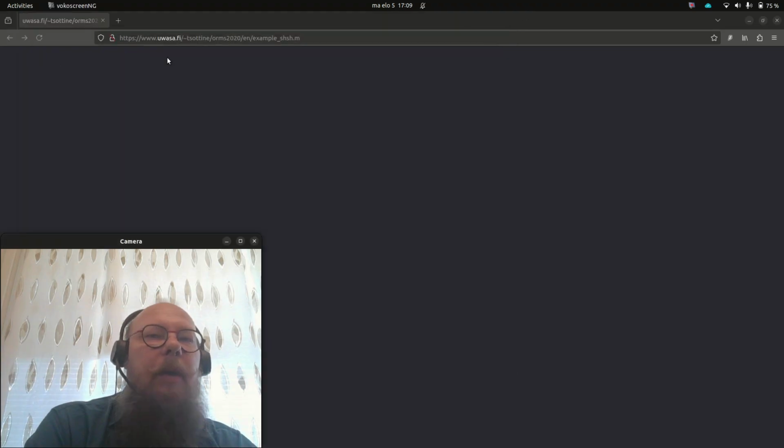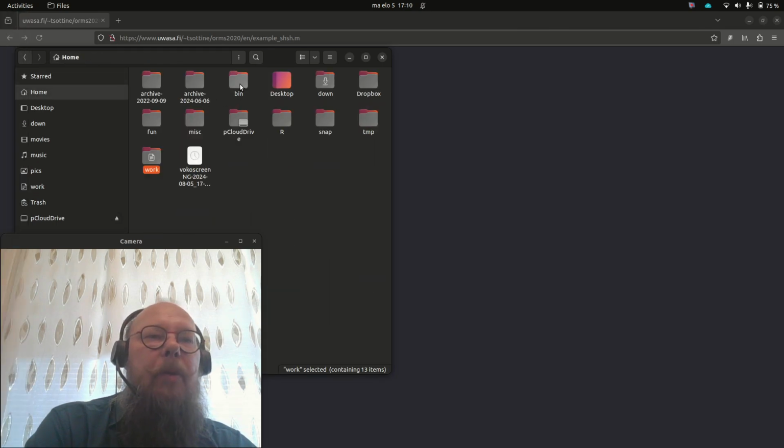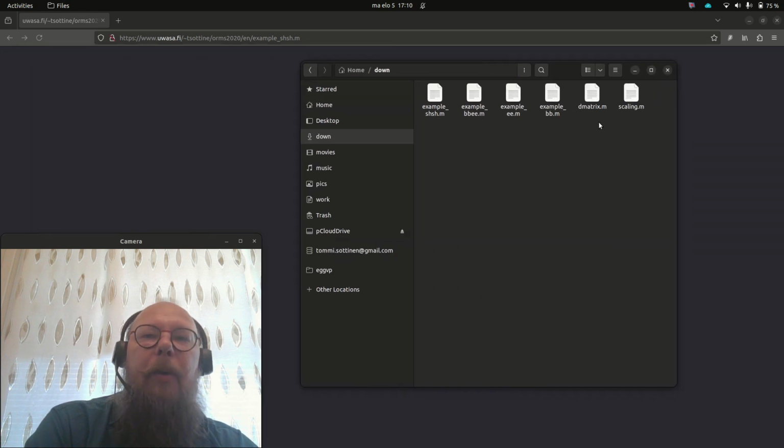So let us look at our downloads directory. And now we have downloaded these 6 M files. These 6 M files should be in your working directory for Octave. This is the newest one, example_shsh. You should copy or move this to the Octave working directory.